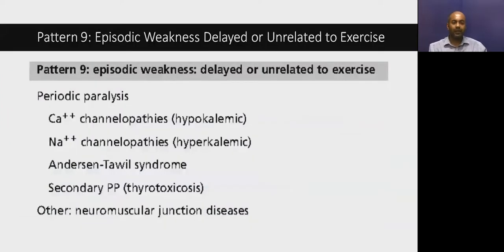Right. So two more patterns we have to cover. We have seen weakness and myalgia related to exercise. Now, weakness which is delayed or unrelated to exercise we see in various periodic paralyses: calcium channelopathies, hypokalemic periodic paralysis, sodium channelopathies, hyperkalemic periodic paralysis. So let's see a case.